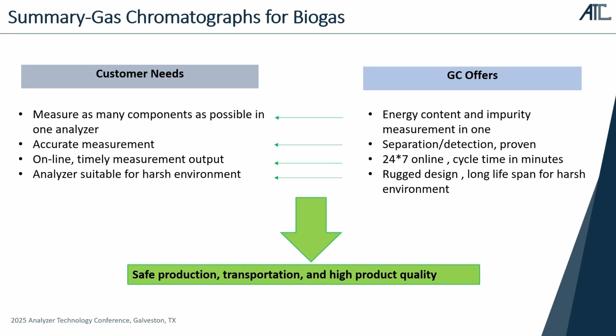So from these 2 examples, we can conclude for biogas measurement, what are the customer needs? Customers need that one analyzer can measure as many components as possible. The reason is, we know the financial driver for the RNG or biogas is really mainly the government mandate, regulations, or subsidies, right? For the producers to make profit, the cost control is crucial. So they need an analyzer that's cost effective, can measure as many components as possible.